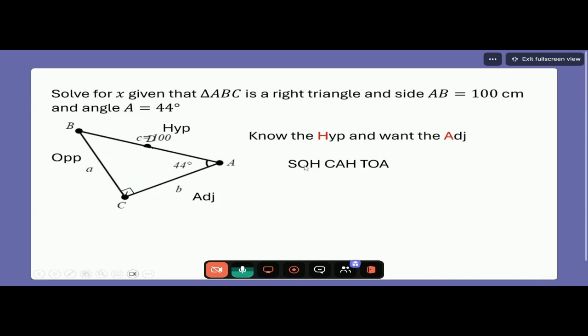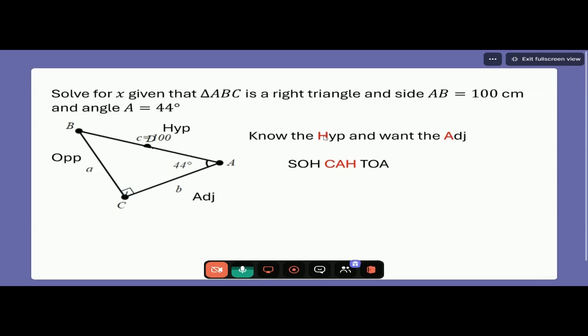Take a look here. The sine piece has O and H. The tan piece has O and A. The cos piece is the one we want. It is the cos piece that has A and H in it. All right, and now from here, we can write our equation and solve it.